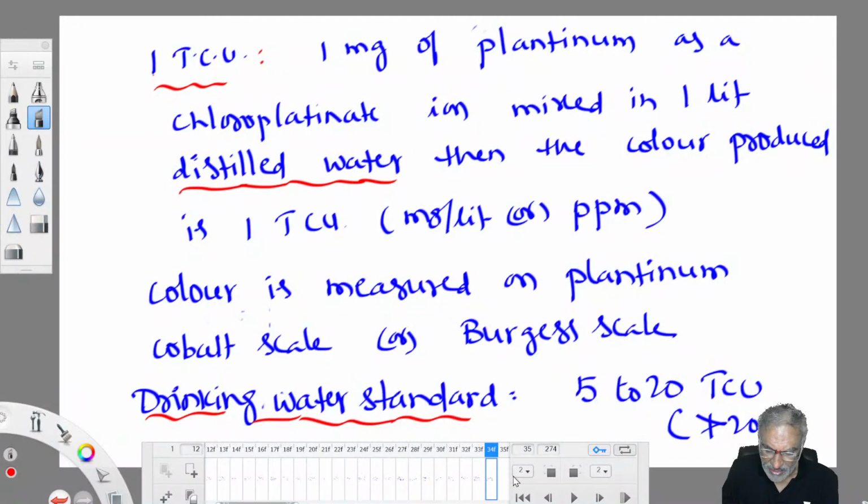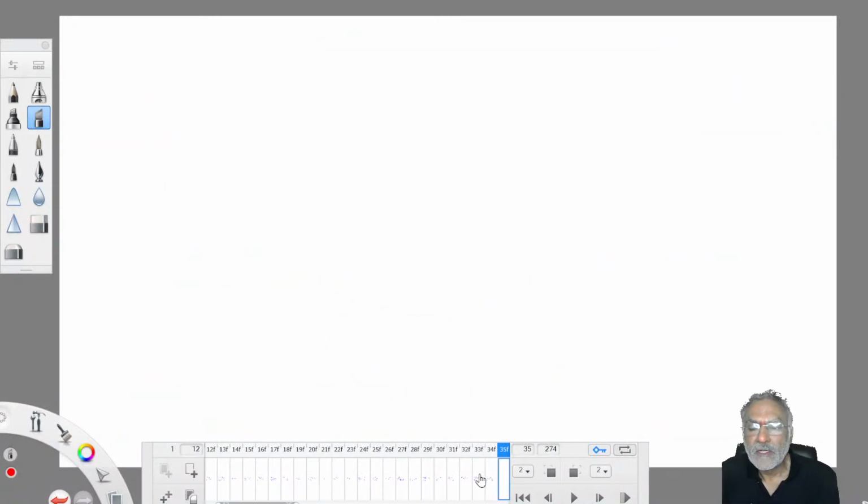Before I conclude, yes, little time is there. We can also go with one more parameter. Let us see turbidity also.